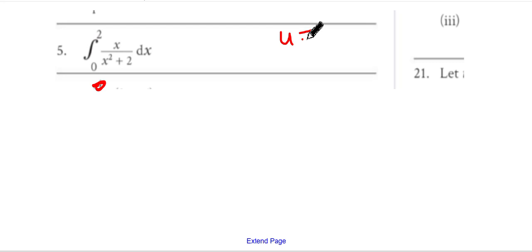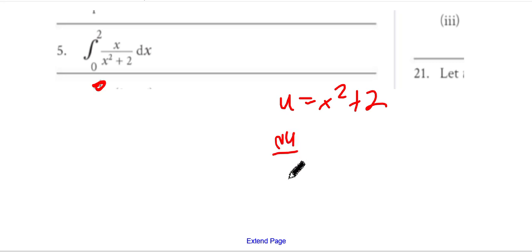So I have a choice. I can do u equals x or u equals x squared plus 2. Which one's considered the more complicated one? Exactly. And what you'll notice is when I differentiate it, I do du dx. What pops out then?